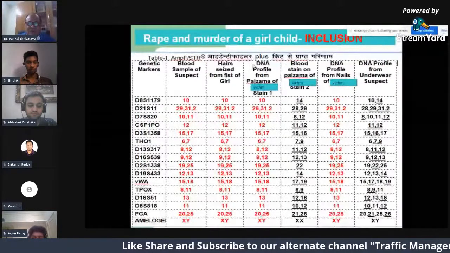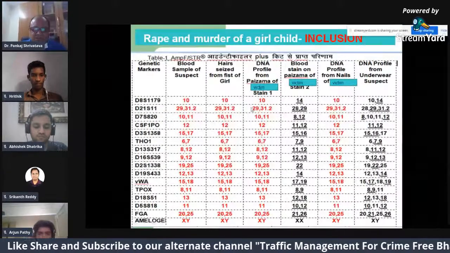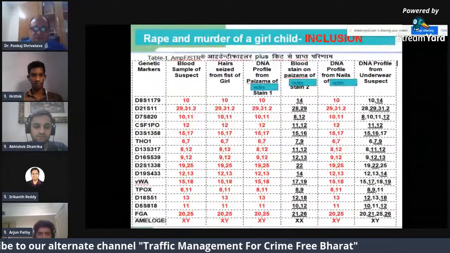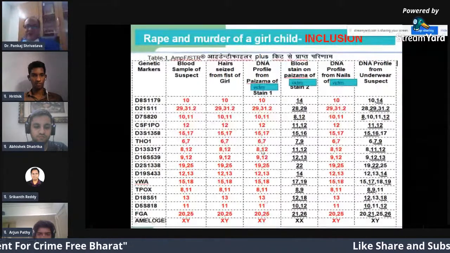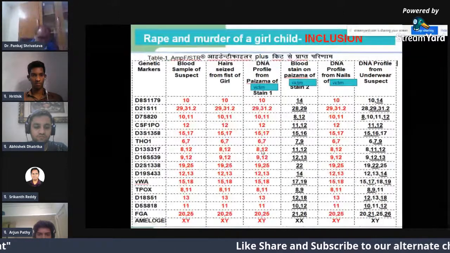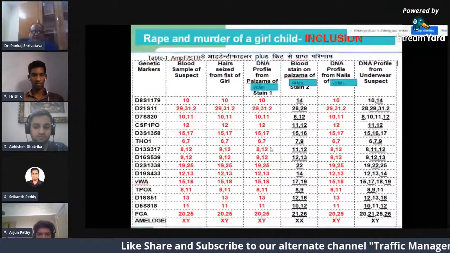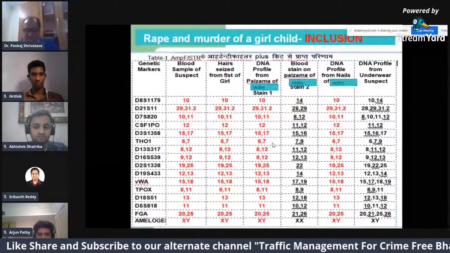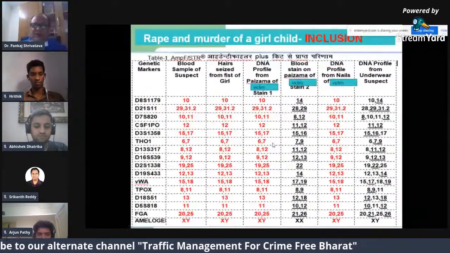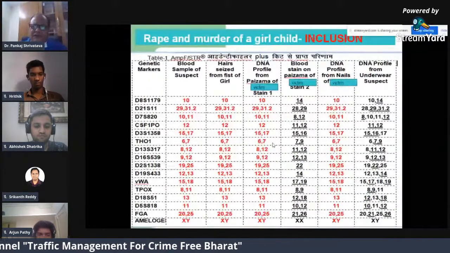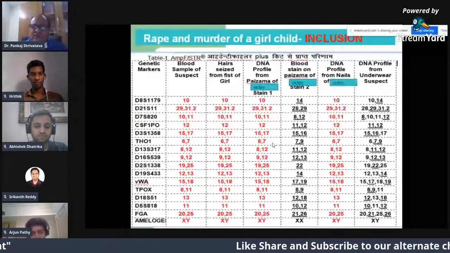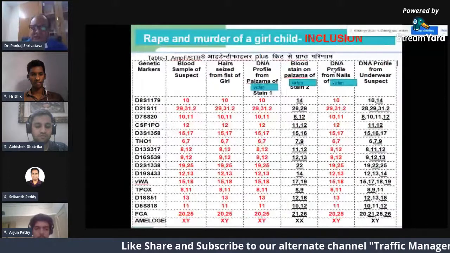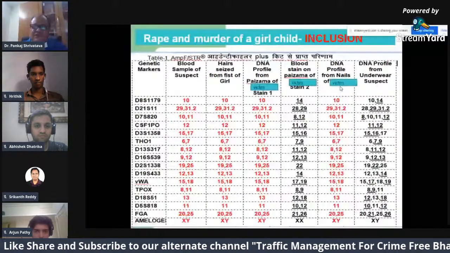DNA profile from the clothings of victim, again the same male DNA profile, and this is autosomal STR DNA profile. So if you found a match with autosomal STR DNA profile, that means it's a conclusive match, because autosomal STR profile is a unique DNA profile from every individual. Okay, so this is DNA profile from nails of victim. Again, the profile found on the nails matched with accused.